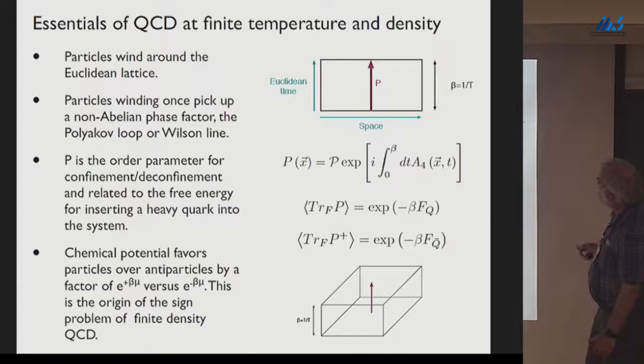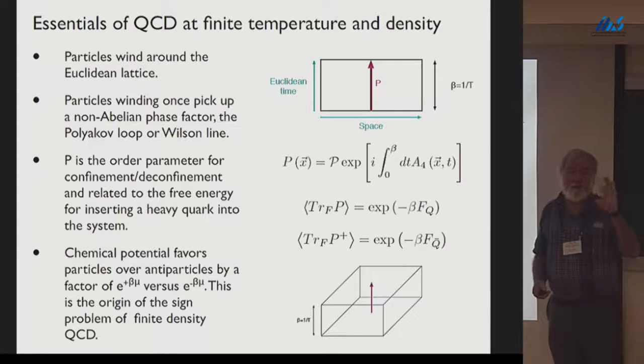It's just a generalized Aharonov-Bohm phase factor associated with the non-abelian degrees of freedom. So A4 is the time component of A, and this is actually a 3 by 3 matrix. It's path ordered, and it's just exactly what you think it is. This Polyakov loop is the order parameter for the confinement-deconfinement transition in pure gauge theories, and it's related to the free energy for inserting a heavy quark into the system. So if I had a system in equilibrium and wanted to insert an extra heavy quark into it, the effect would be to insert the phase factor associated with this operator. So the expectation value of this operator is related to the free energy required to insert a heavy quark. Yeah, Conrad?